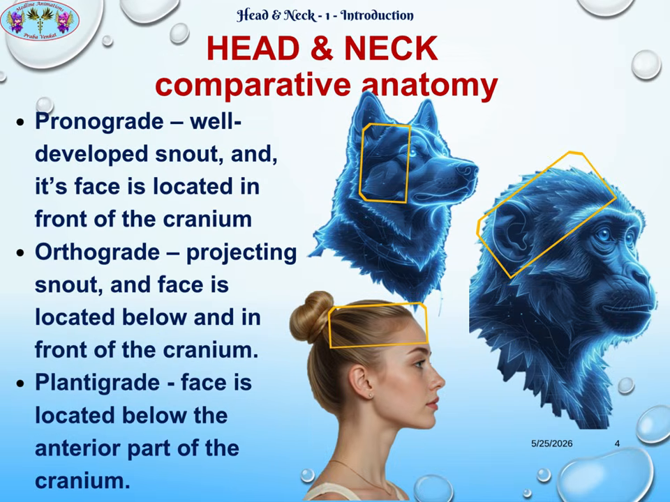When comparing head and neck region, the pronograde dog has a well-developed snout and its face is located in front of the cranium. The orthograde monkey has a projecting snout and face is located below and in front of the cranium. The plantigrade human face is located below the anterior part of the cranium.